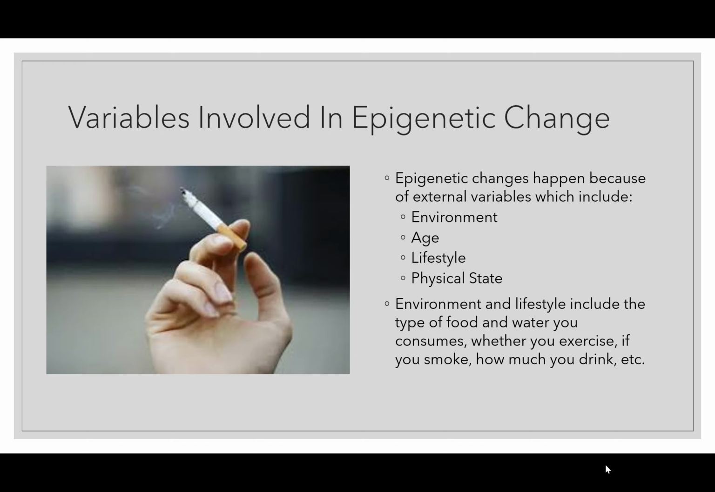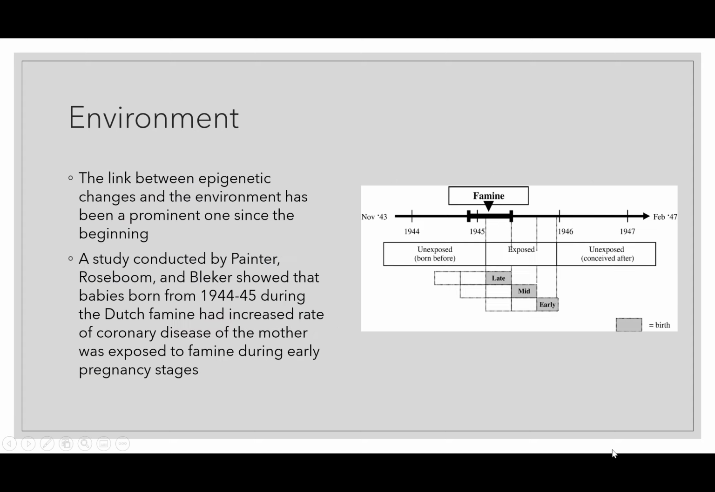So, what variables are involved in epigenetic change? These changes typically happen because of external variables that include the environment, age, lifestyle, and physical state. Environment and lifestyle include types of food and water you consume, whether you exercise, if you smoke, how much you drink, alcohol-wise. Physical state also can mean obesity, which is a big issue that can cause epigenetic changes.